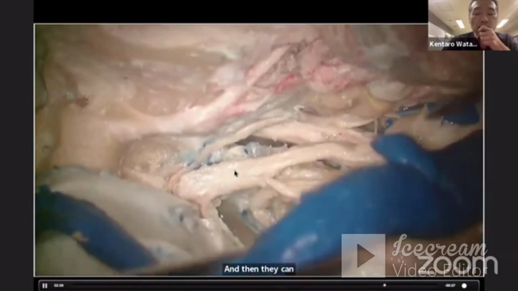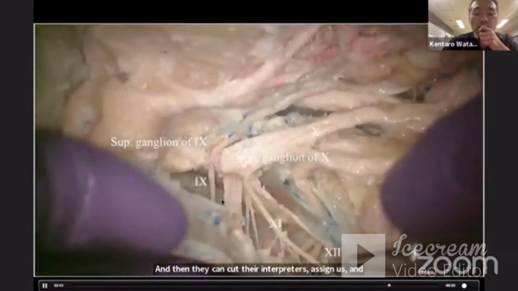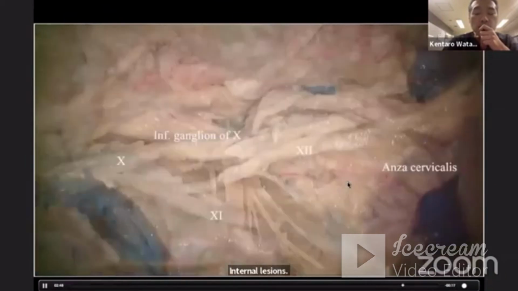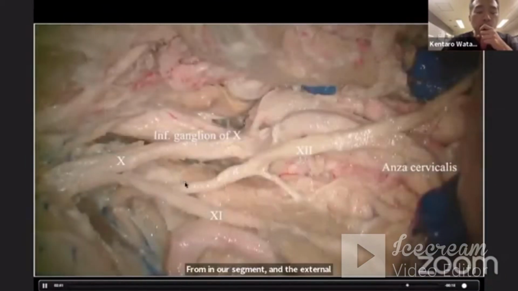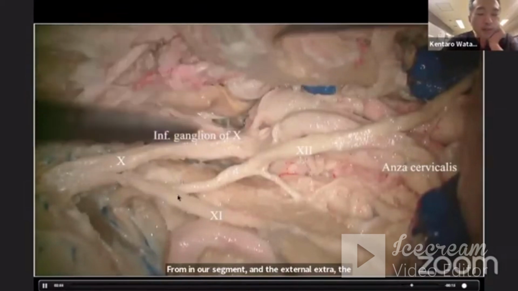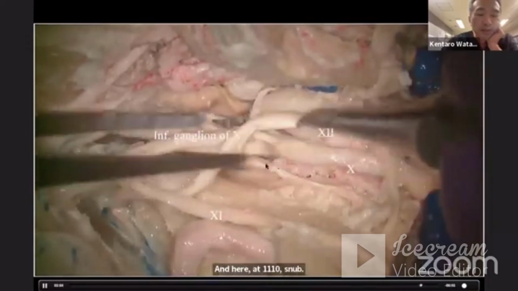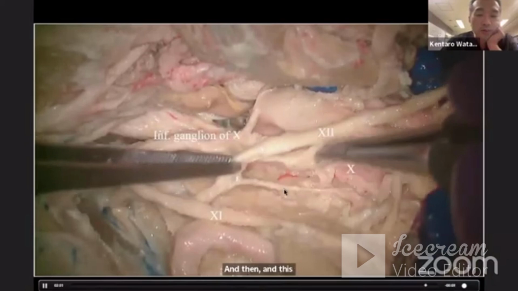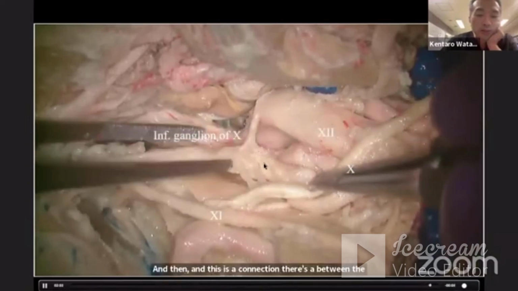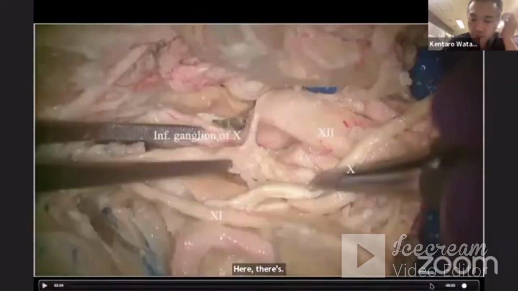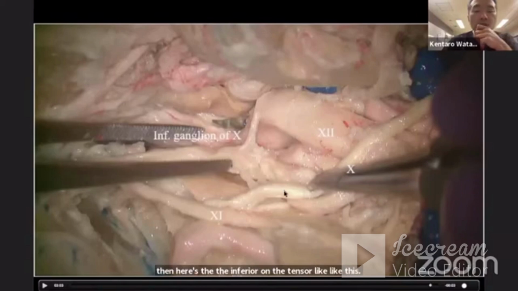And now you can see all the way of the 9, 10, 11, and the intradural segment, foraminal segment, and the extradural segment, extracranial segment. And here, 11th nerve, 10th nerve, and this is a connection between the 10 and 12 here. And then here's the inferior ganglion of the 10th, like this. So all the nerves anastomose around these cervical regions like that.